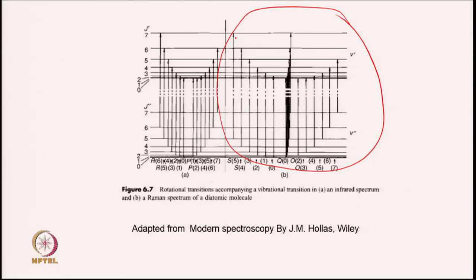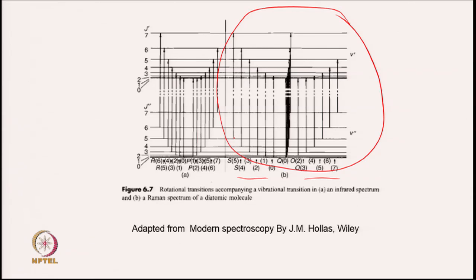So again delta J is plus minus 2. We are going from a rotational level of one vibrational level to a rotational level of another vibrational level. So this is rotational vibrational Raman, and this can be of three types, known as S, Q and O. This is your S type, this is Q and this is O.